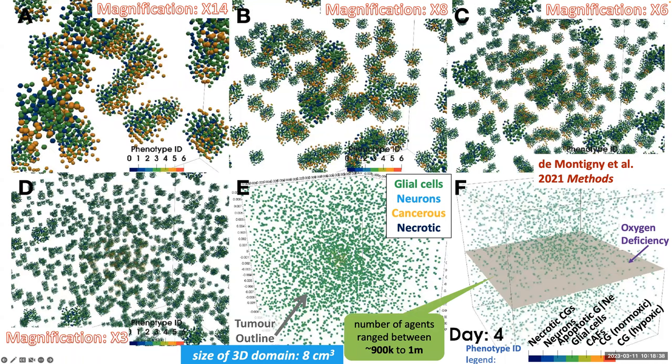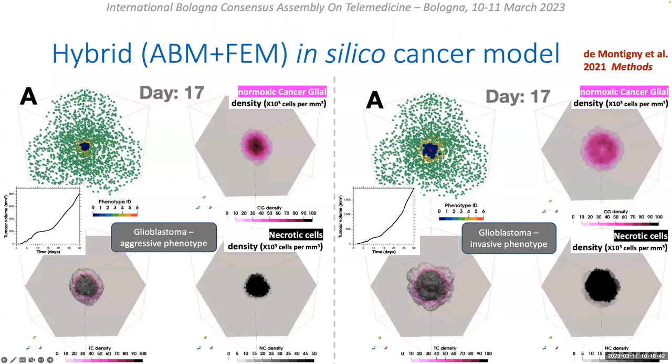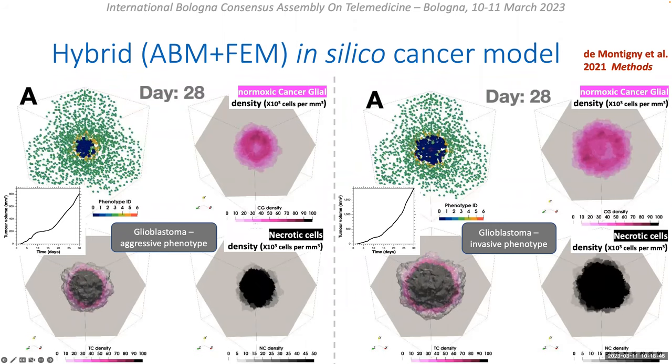In this slide, we compare the hybrid model simulation of an aggressive glioblastoma on the left to that of an invasive one on the right. The line plots of the brain tumor volume depict the development over time, while in subfigures with label A, we show the cell dynamics using BioDynaMo of the host cells shown in green, the active or proliferative cancer cells shown in orange, and the necrotic ones in dark blue.